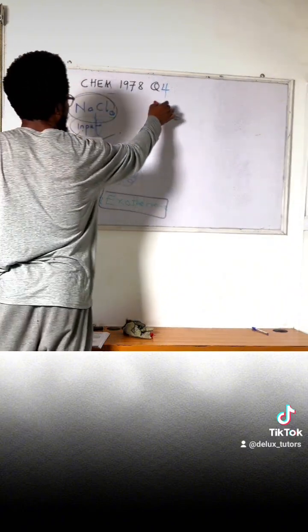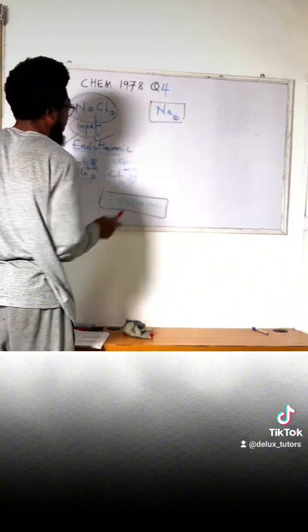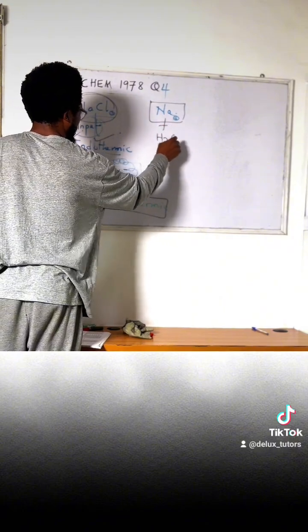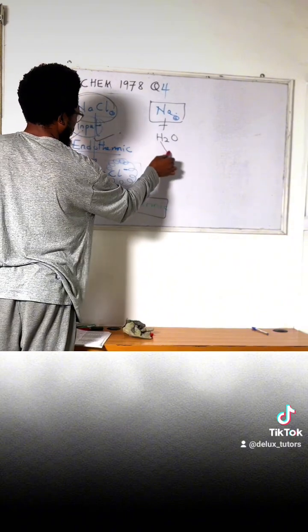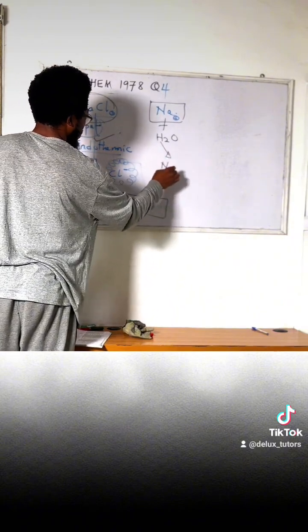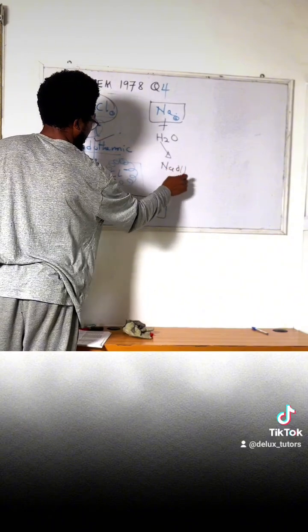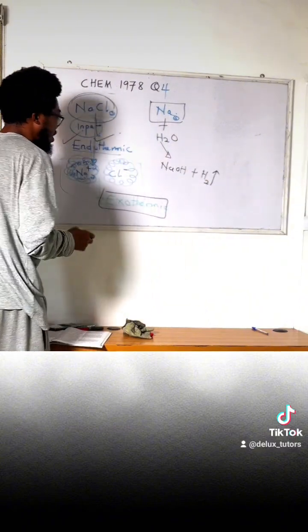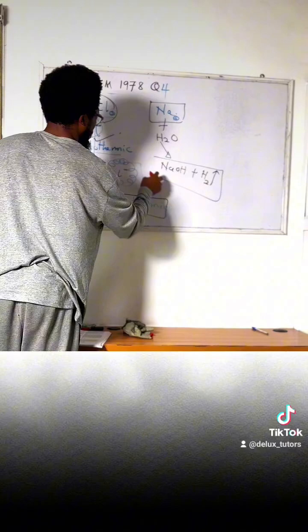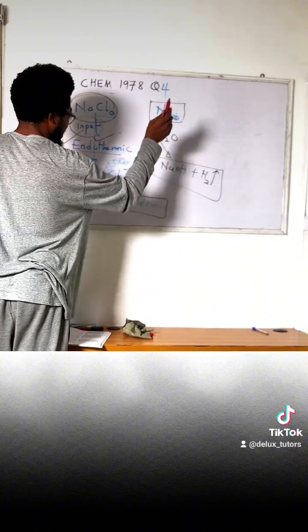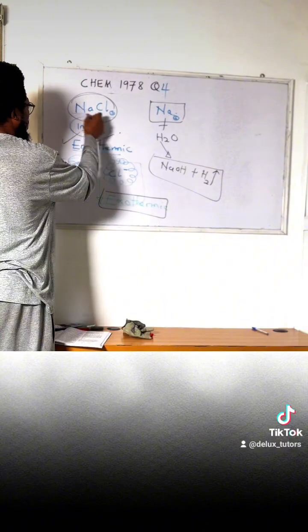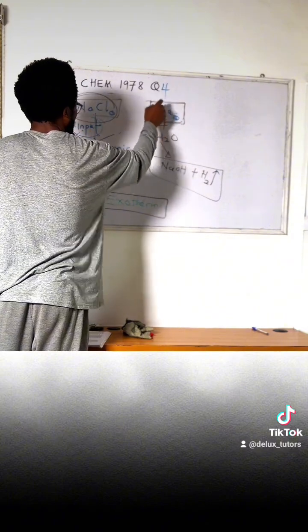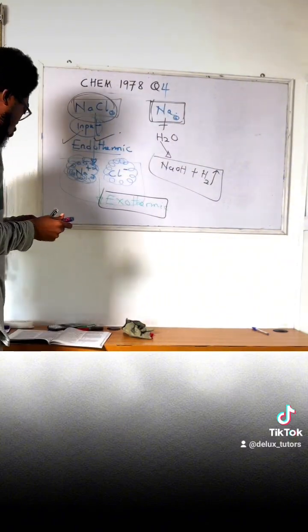But sodium is a group 1 metal, which is very reactive. Once it makes contact with water, a vigorous reaction will occur, which will form sodium hydroxide, and hydrogen gas is liberated. This reaction is highly exothermic. A lot of heat is given off. So the solution of sodium chloride in water is endothermic, and the solution of metallic sodium in water is exothermic.